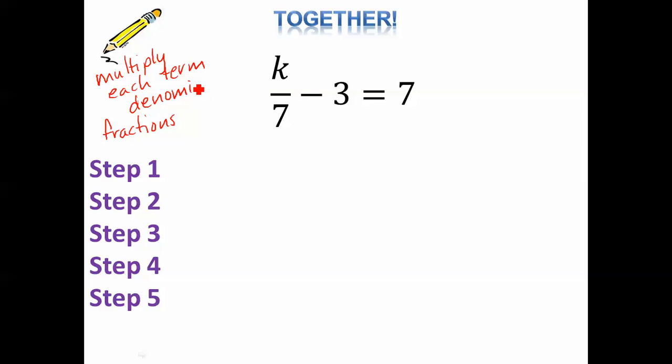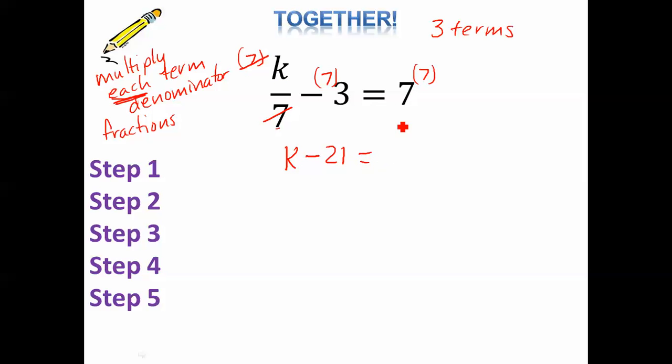So what is our denominator here? Right, our denominator is 7, so we're going to multiply each term by 7. Here's a term, here's a term, and here's a term. So we have 3 terms that we need to multiply by 7. So we multiply this by 7, this by 7, and this by 7. When we multiply our fraction by its denominator, the denominator cancels out, and we're left with k minus 7 times 3 is 21 equals 7 times 7 is 49. Our fraction is gone. Step 1 is done.